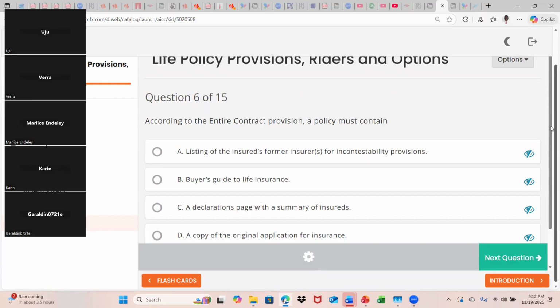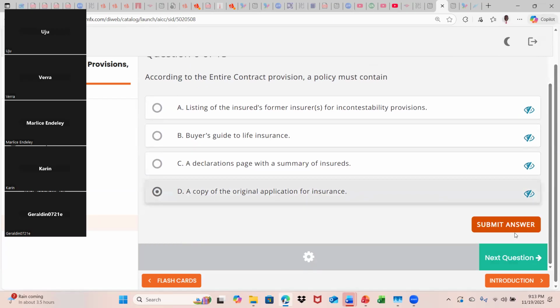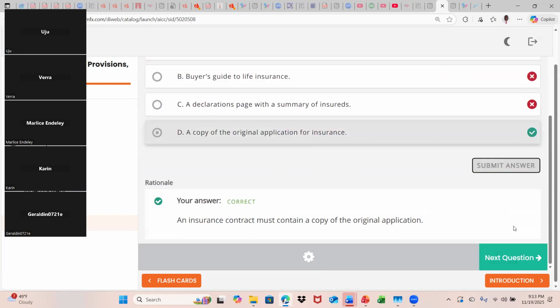According to the entire contract provision, a policy must contain what? I think D. Correct. According to the entire contract provision, a policy must contain a copy of the original application for insurance. Very true. You submit, and that's correct.